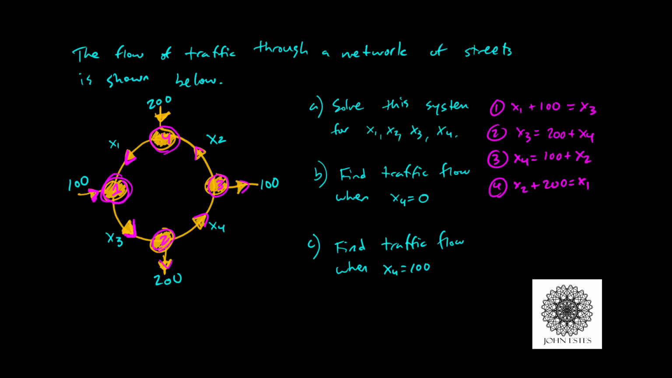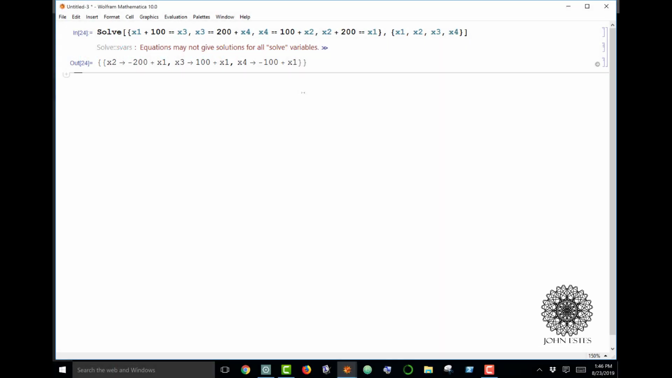Now what we're going to do is treat x4 as the variable that determines what happens to the others. In other words, all we have to do is monitor what's going on in x4, and it'll help us figure out the flow on x1, x2, and x3. So for part B, we want to know what's the traffic flow when x4 equals 0. But notice my equations are not solved in terms of x4, they're solved in terms of x1. Now to fix that, I'm just going to list x4 first, and now I have everything in terms of x4.